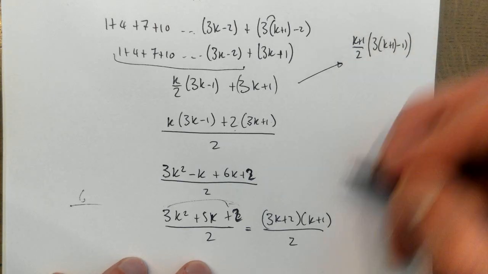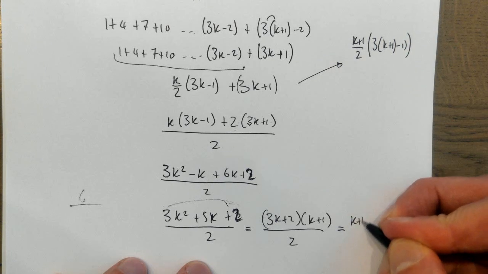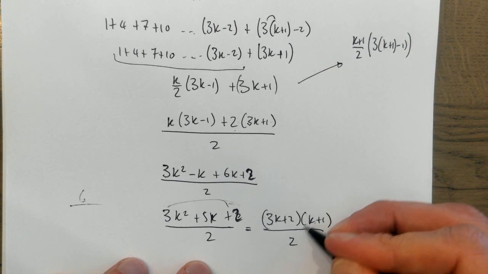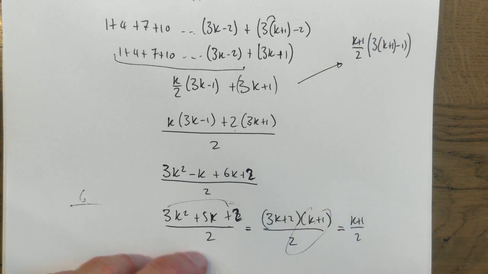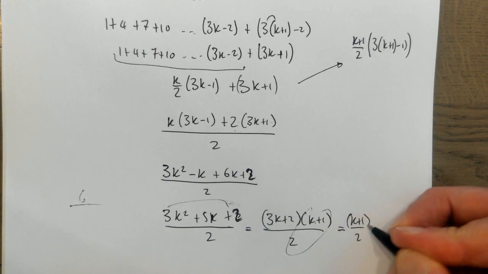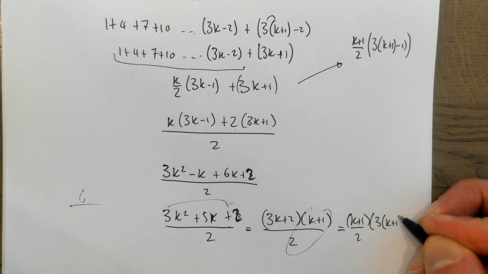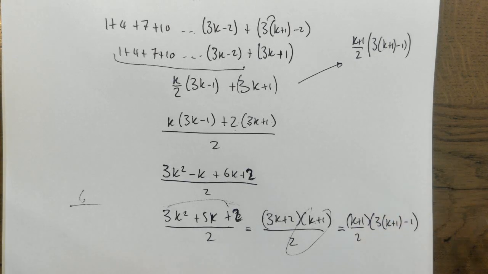So although I'm trying to prove this, let's put (k plus 1) over 2, this bit outside, and this is the same as 3 times (k plus 1) minus 1. Okay, so this is the trick you'll recognize by doing these from experience, right?